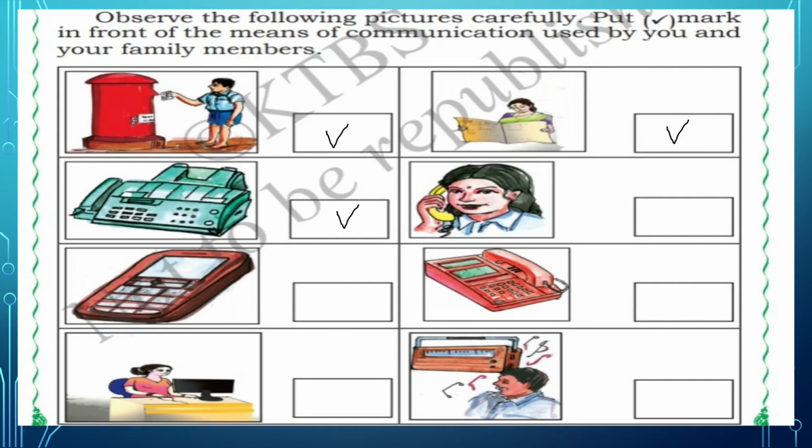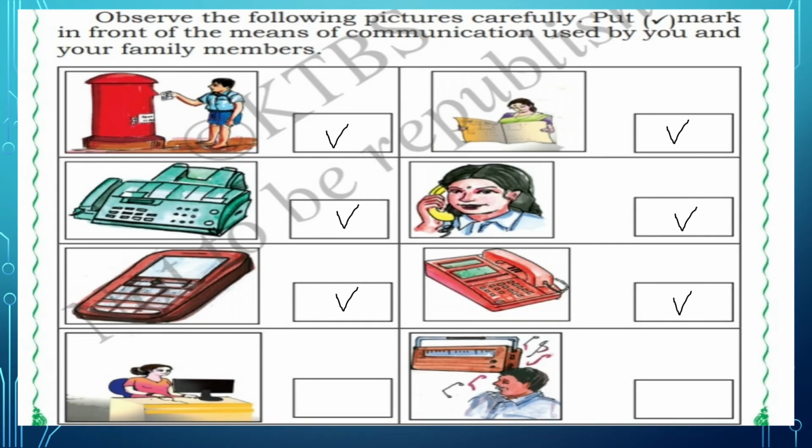If anyone has used these, then put a tick mark. If not, then leave it. This is a telephone. Everyone has used and has been using telephones since they were invented. Next is the mobile phone. This is a phone, like a landline. If you have a landline, or anyone in your family has used one, you have to put a tick mark.